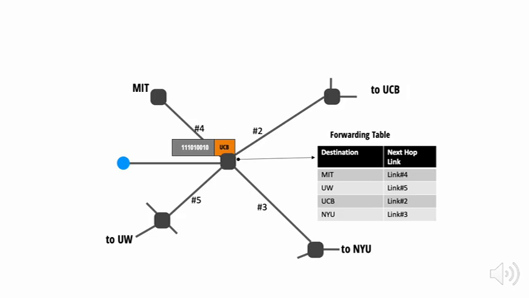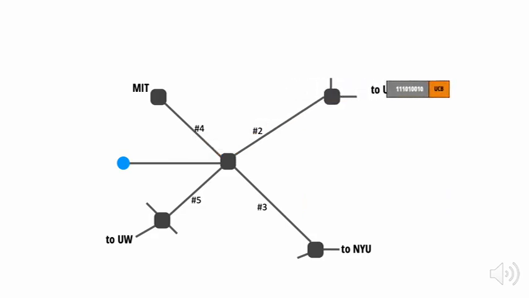And corresponding to every destination, which of my local links or my immediate links is going to take me towards that destination. Okay, so now this packet arrived. The switch takes out UCB, looks it up in the table, and says, aha, link number 2. I'm going to send the packet on to link number 2. And then the next switch is going to do the same thing.